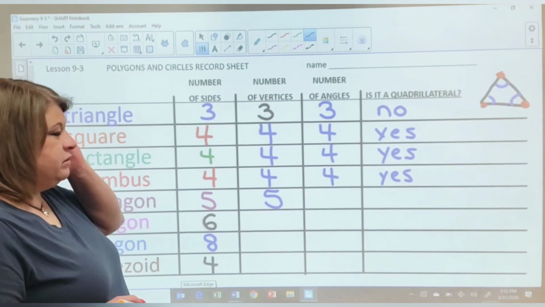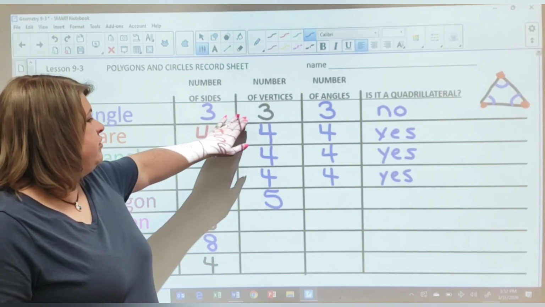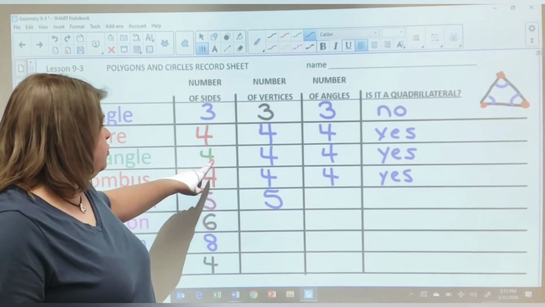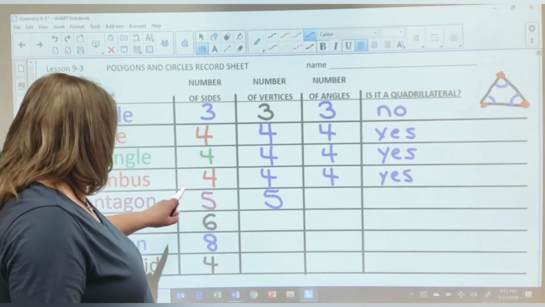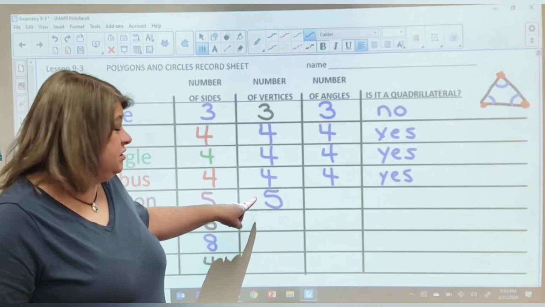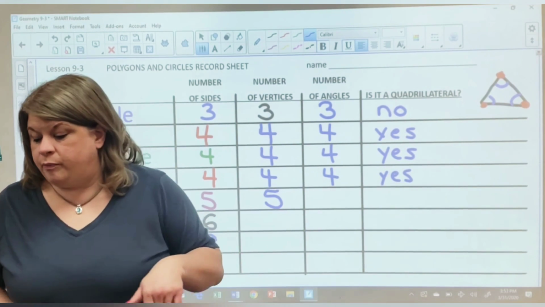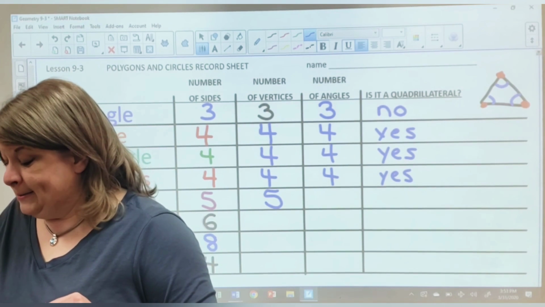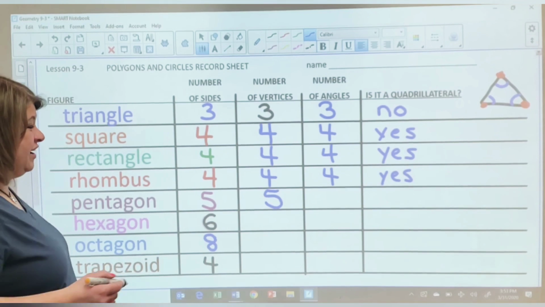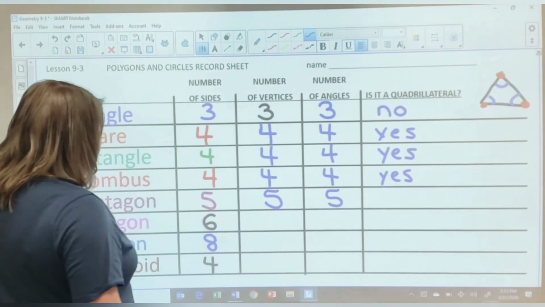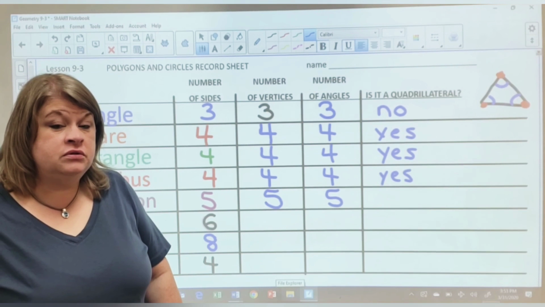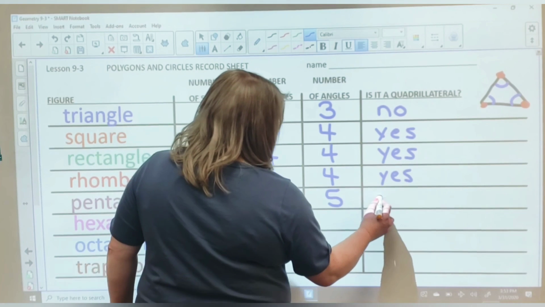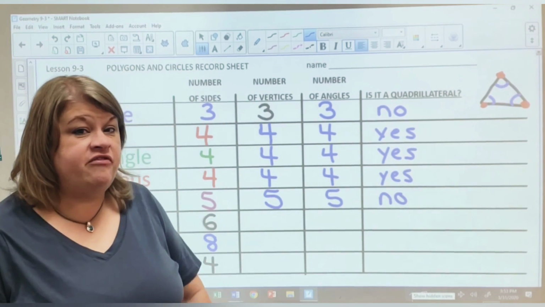So I see a pattern. Do you see the pattern? 3 sides, 3 vertices, 3 angles. 4 sides, 4 vertices, 4 angles. 4, 4, 4, then 5, 5. You think maybe it's 5? Let's check. Look in your book at the pentagon. Count how many obtuse angles you see. Do you see 5? I do. That's pretty cool. Is it a quadrilateral? Why not? It doesn't have 4 sides. In order for it to be a quadrilateral, it has to have 4 sides.